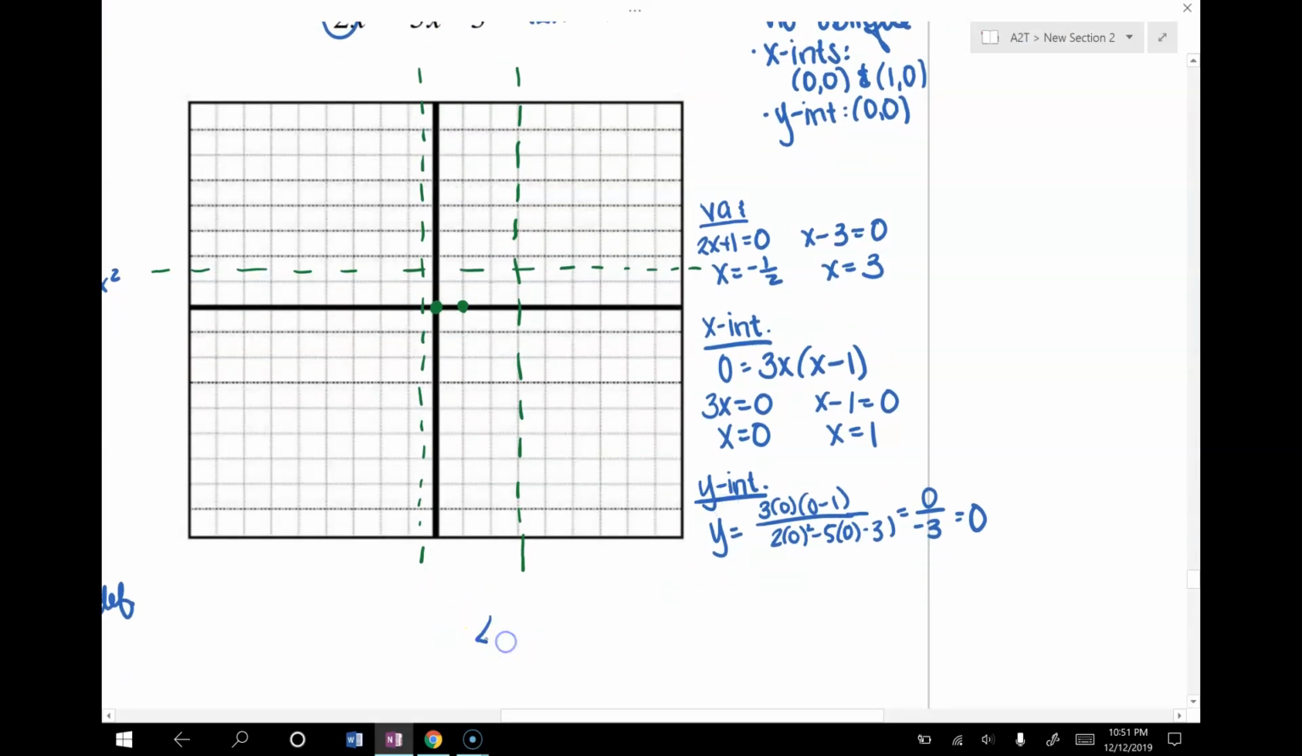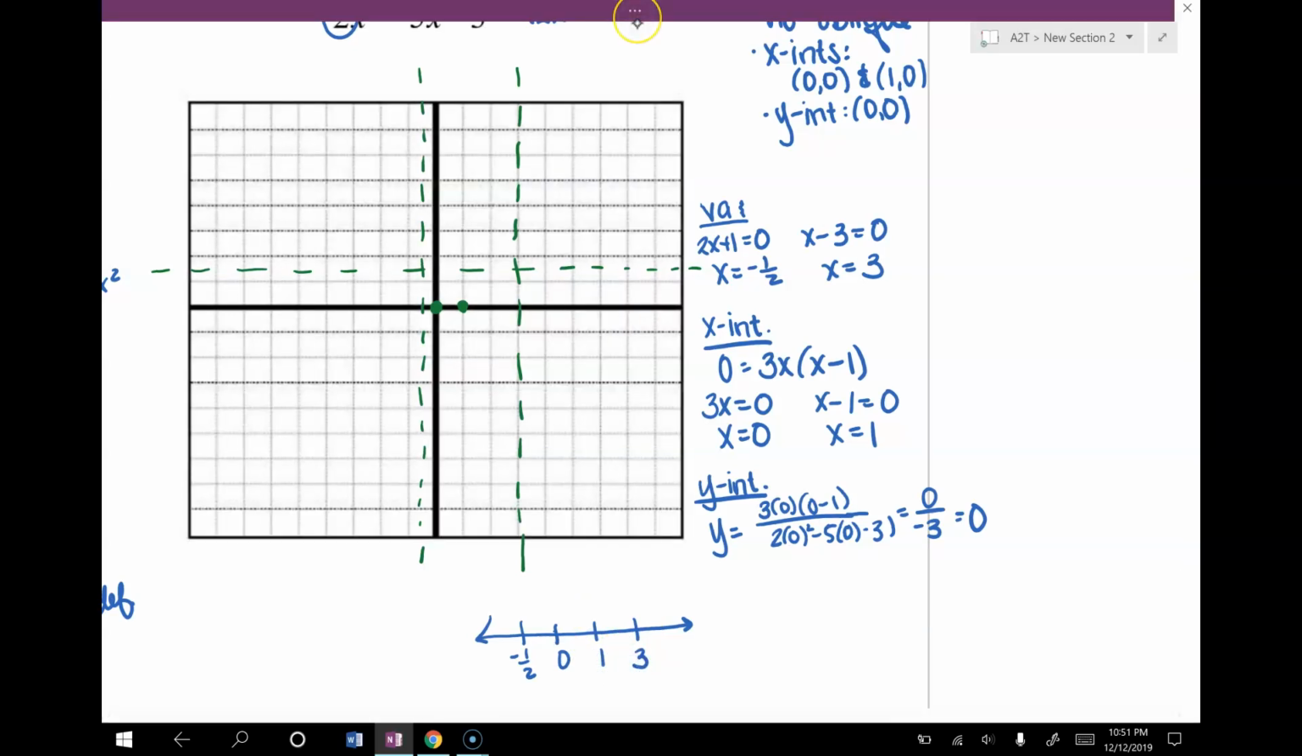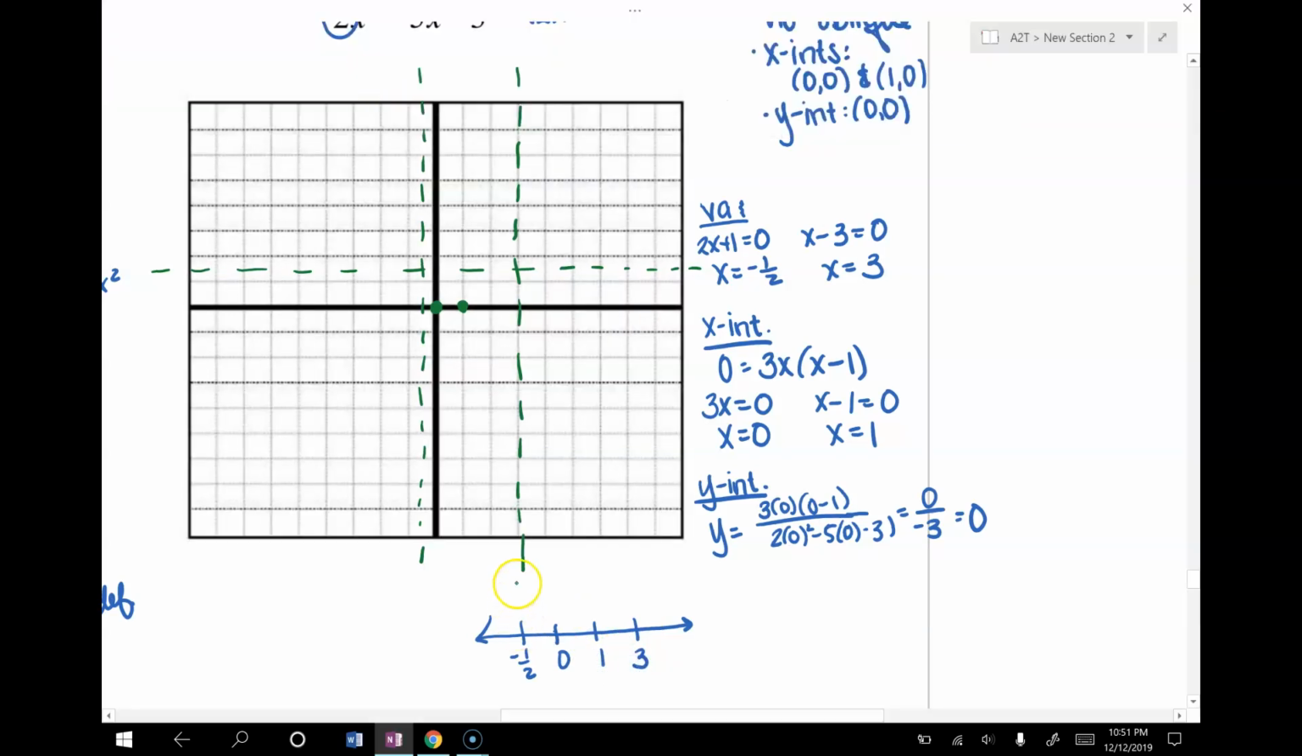Okay, so now where does the function go? We have to draw a number line. The number line represents the x-axis. What interacts with the x-axis? Our first vertical asymptote, our next x-intercept, followed by another x-intercept, followed by our last vertical asymptote. We want to know, what are the y values in these regions? Where is our function? Is it above the x-axis or below? And then we're going to sketch it from there.